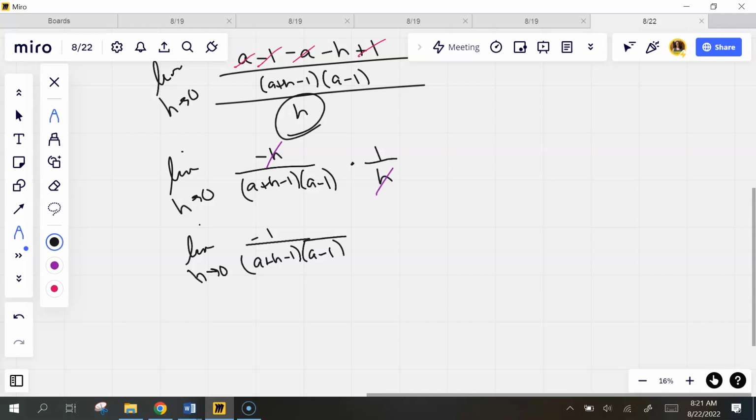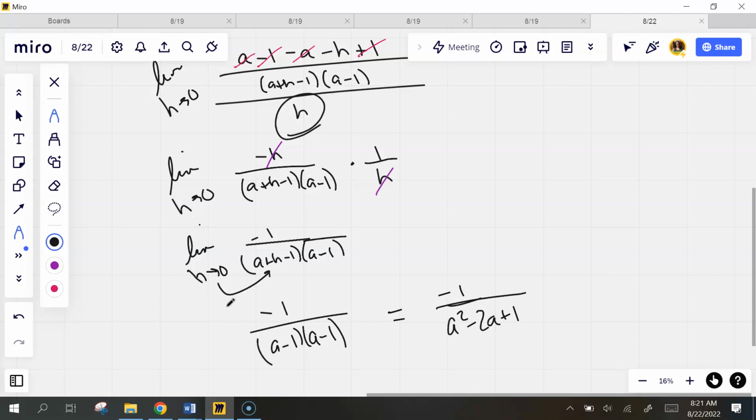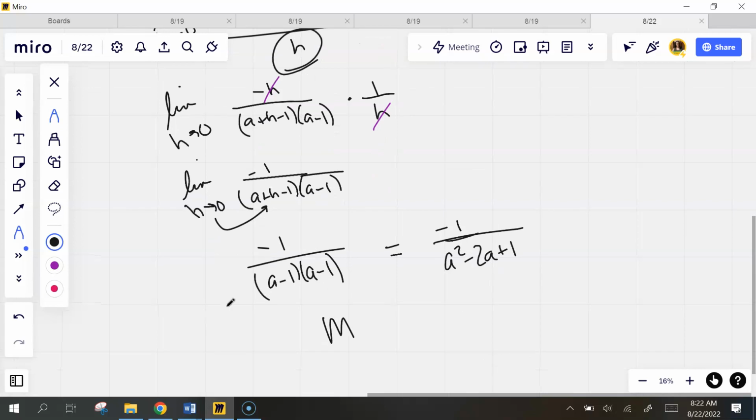So now I'm to the point where I can plug 0 in for h. And so I end up with negative 1 over a minus 1, right? Or a squared minus 2a plus 1, however you want to do it. So this is the slope of the tangent line when x equals a: negative 1 over a squared minus 2a plus 1. So it says describe what happens to the tangent at x equals a as a changes.